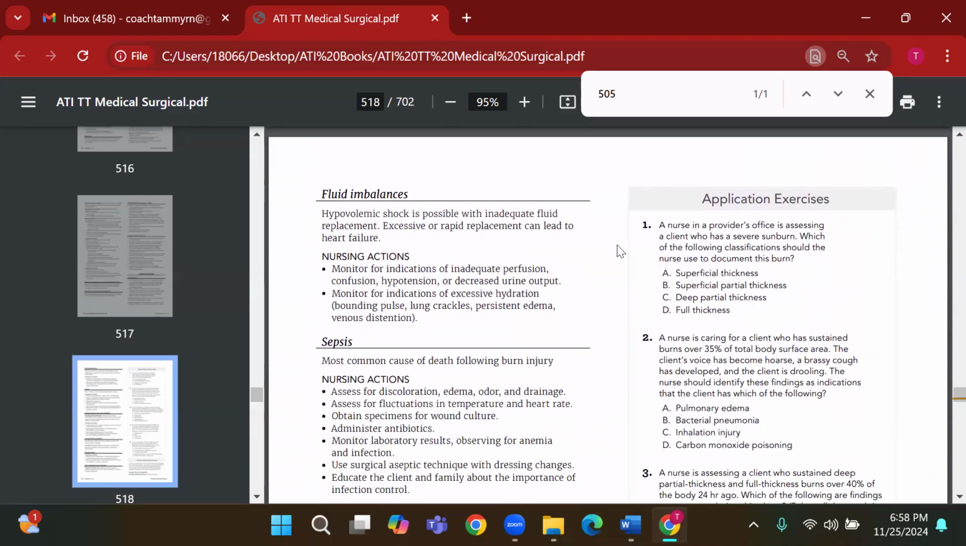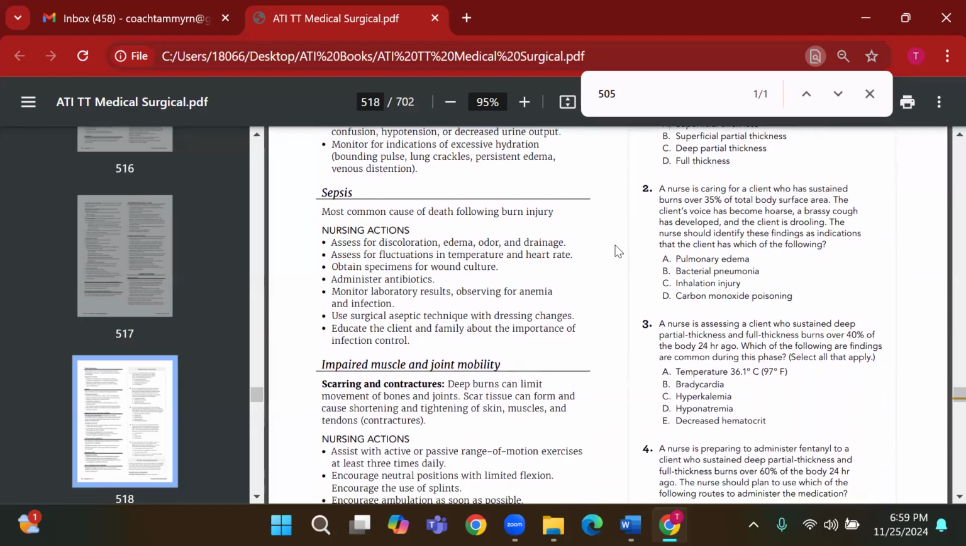Another big thing is fluid imbalance. This is the huge part of a burn. Hypovolemic shock is possible with inadequate fluid replacement. That's why you're going to have to use the Parkland burn formula. Excessive or rapid replacement can also lead to hypervolemia, so we've got to be very careful. Monitor for inadequate perfusion, hypotension, decreased urine output. And then it says monitor for too much fluid, right? Lung crackles, persistent edema. So we're going to monitor for both.